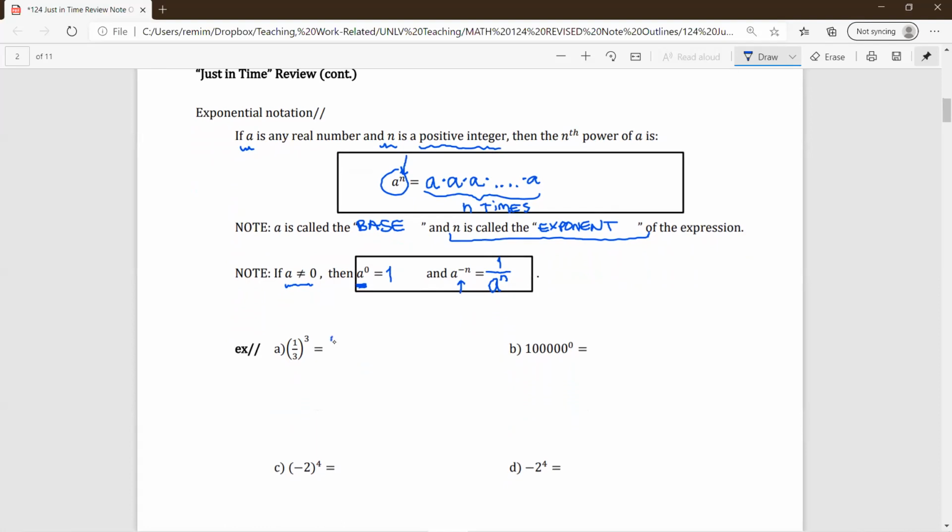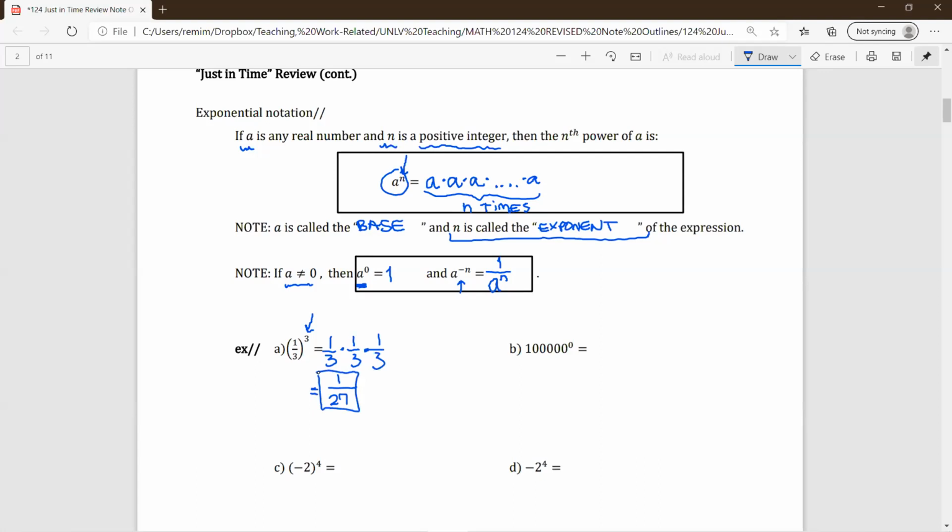What that's telling you to do is take the base, remember the base is the 1/3, and multiply it to itself n times, and n is 3. So we multiply 1/3 to itself 3 times, and we reviewed how to multiply fractions. You go straight across the top and straight across the bottom. On top, we got 1 times 1 times 1, which is 1. On the bottom, we got 3 times 3 times 3, which is 27.